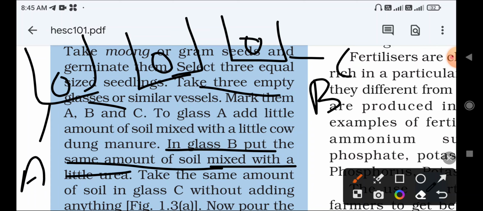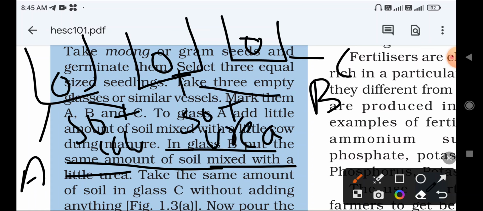We have taken the same sized seeds in the three vessels. In the first we are adding soil plus cow dung. In the second case, the same amount of soil plus a small amount of urea, which is a chemical fertilizer. In the third case we do not add anything, neither cow dung nor urea. You have to add water daily to these three vessels continuously for 6 or 7 days, and observe which plant grows or germinates faster.